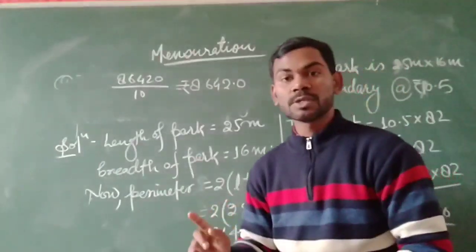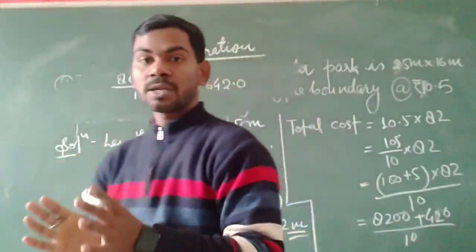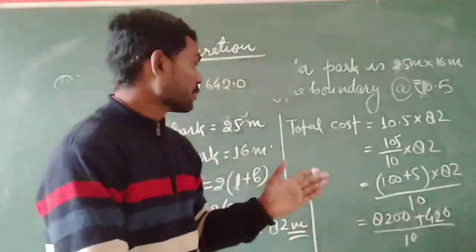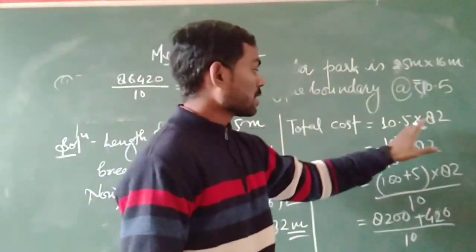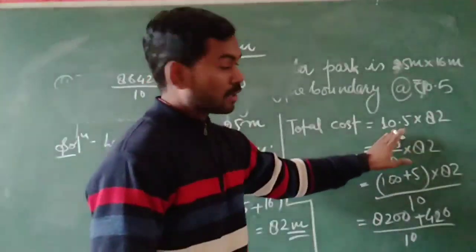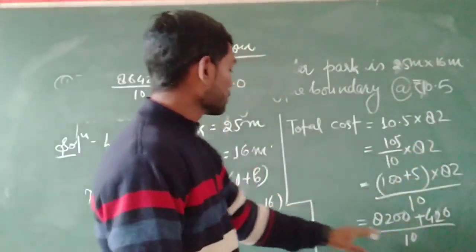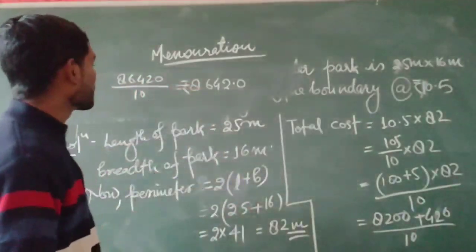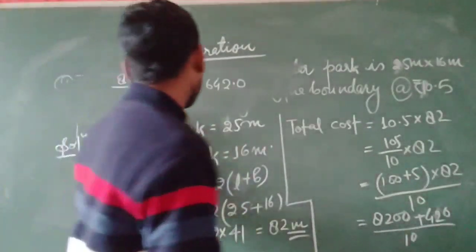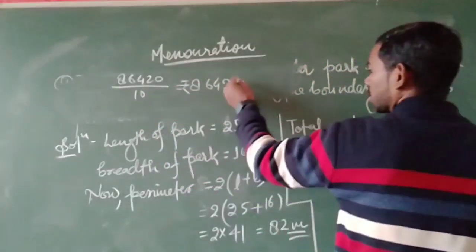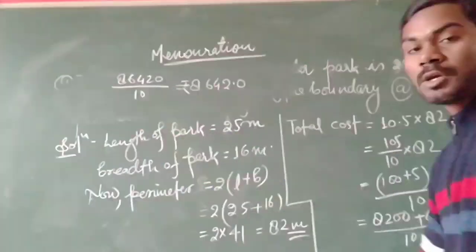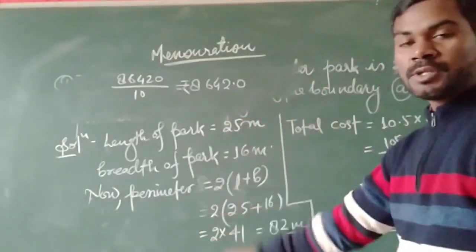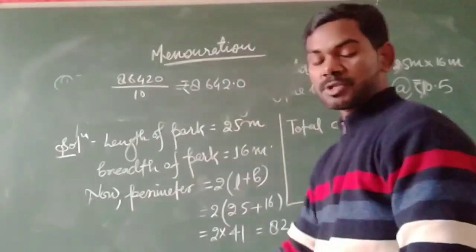Since the rate at which we are fencing is 10 rupees 5 paise, therefore we multiply the perimeter by the rate. When we multiply, we get the result as 86,420 by 10, and after elimination of 10, one decimal will be put from the right side of one digit and we get our result. So in this way we can easily find out the solution of this question.